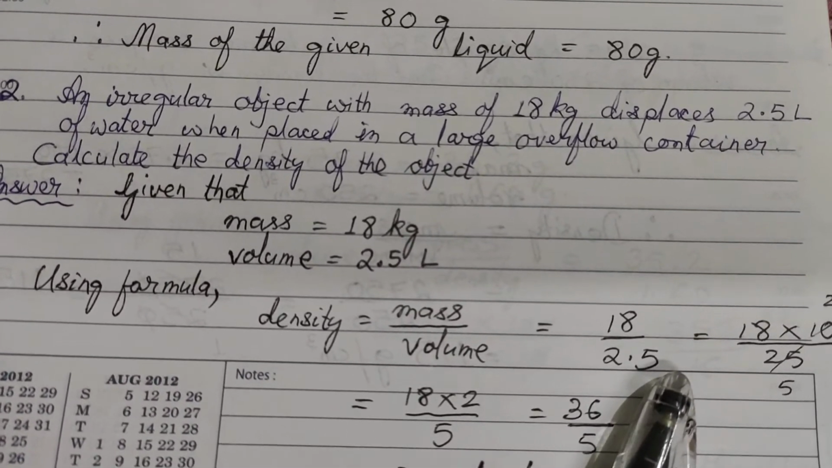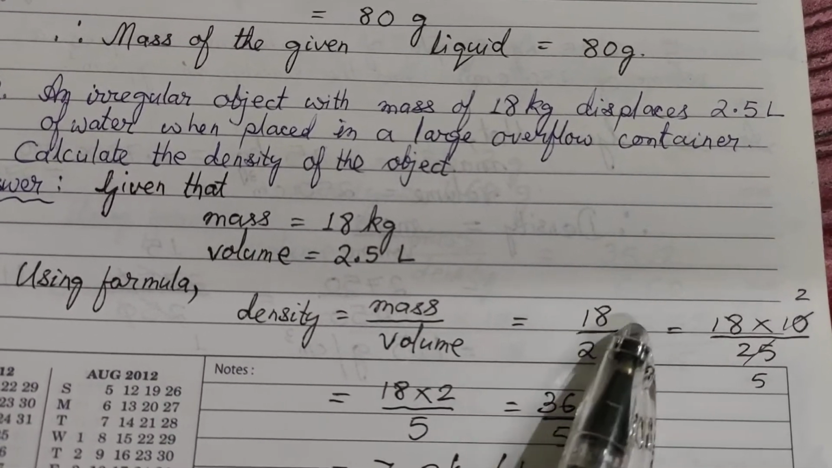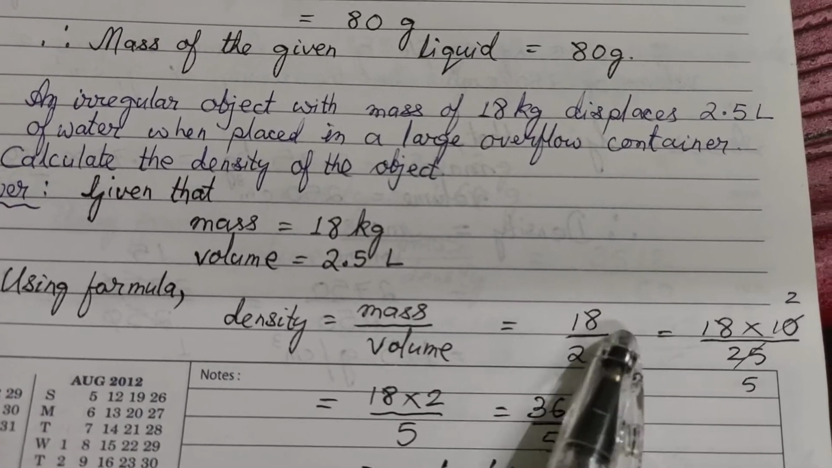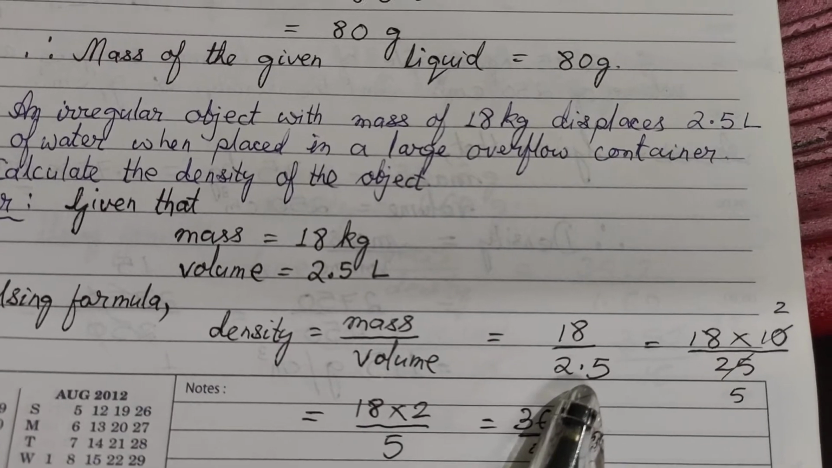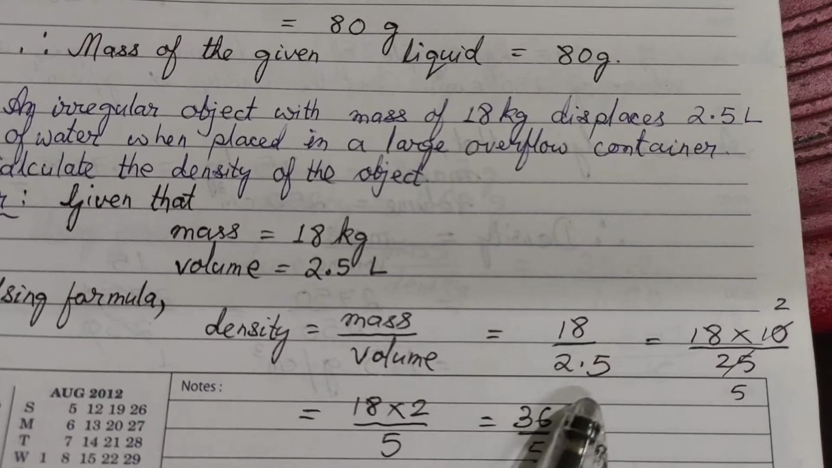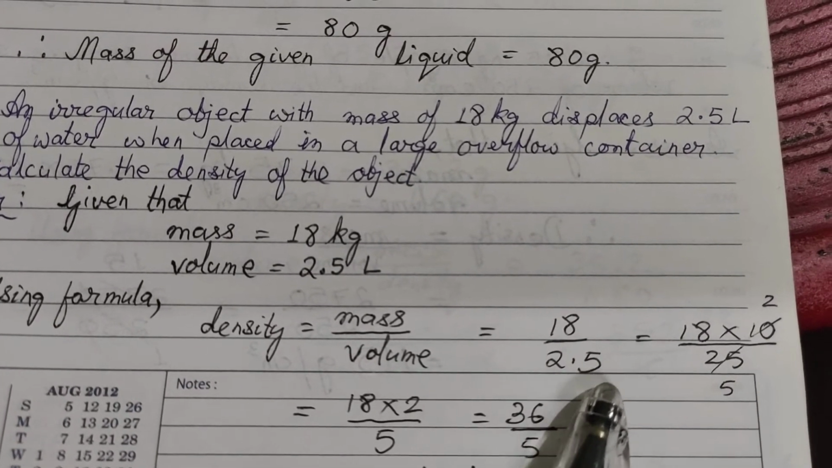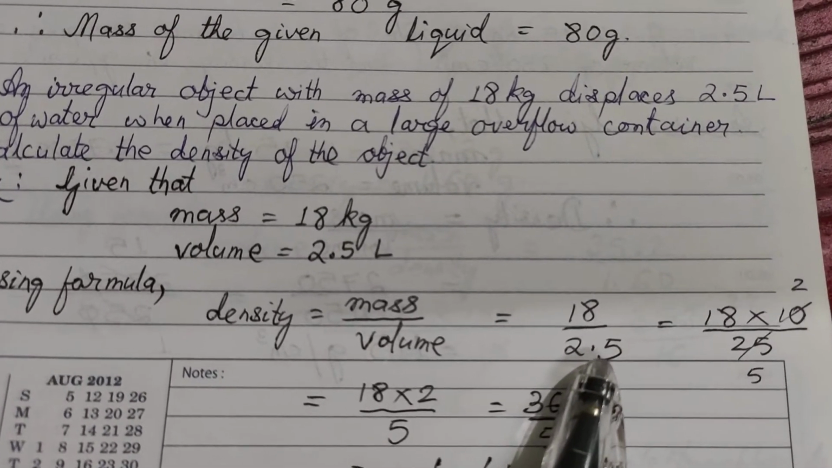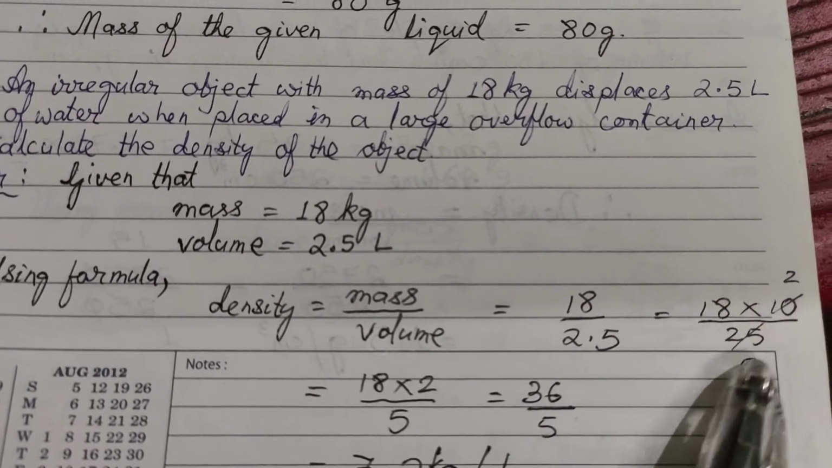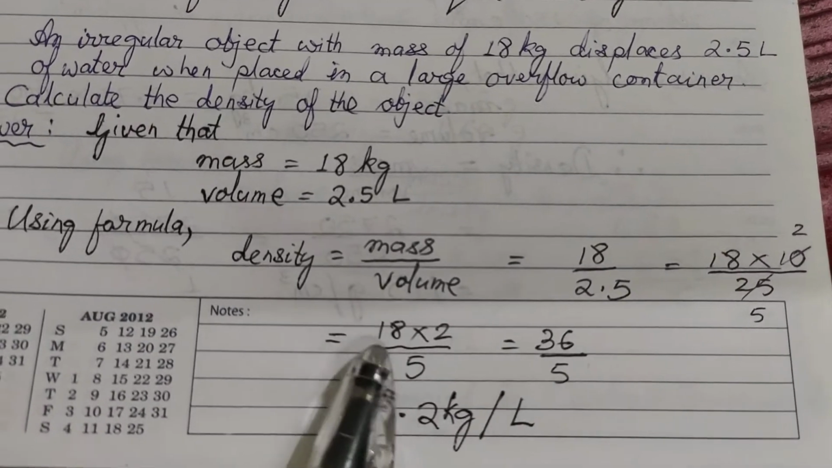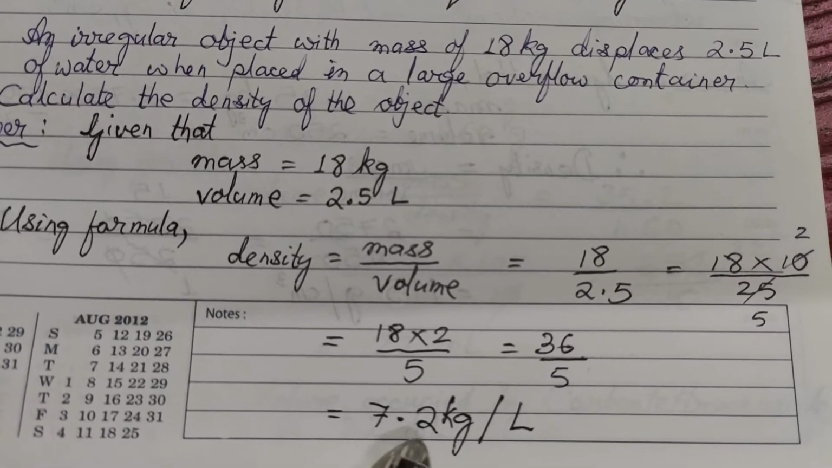Okay. The density formula is mass by volume. Mass is 18. And while calculating, we don't put the units, just put the values. So 18 kg is only 18, and 2.5 liter is only 2.5. So 18 divided by 2.5. To remove the point from the denominator, we give a 10, because after the point there is a single digit. This is the rule of decimals, isn't it? To remove this point from the denominator, we multiply by 10 in the numerator. Doing calculations and cancellations, we get 36 by 5, that is equal to 7.2.